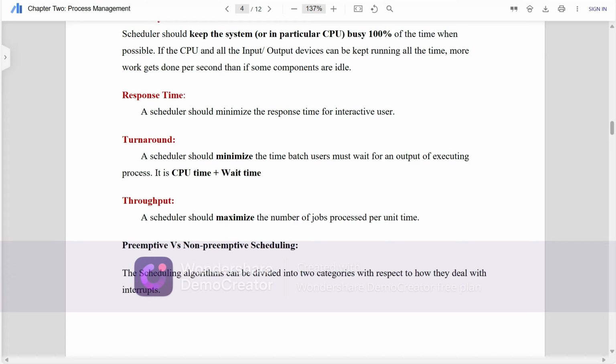The other goal of the scheduler is to maximize the throughput. The scheduler should maximize the number of jobs processed per unit time. Throughput means the number of jobs processed or executed per unit time.